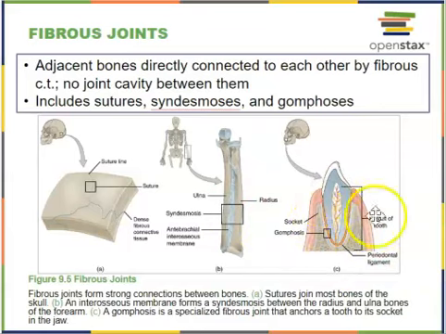And then a gomphosis, which is shown in figure 9.5c, is a type of joint that bonds the tooth into the alveolar socket or process, both within the maxilla and the mandible. The name for the fibrous connective tissue that anchors the tooth into the socket is the periodontal ligament.